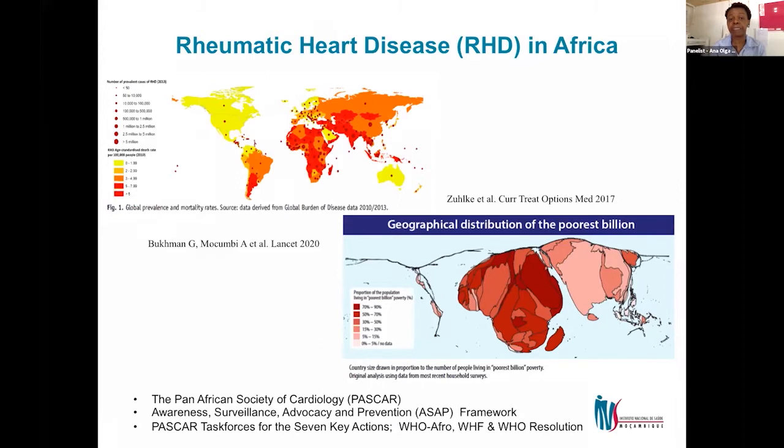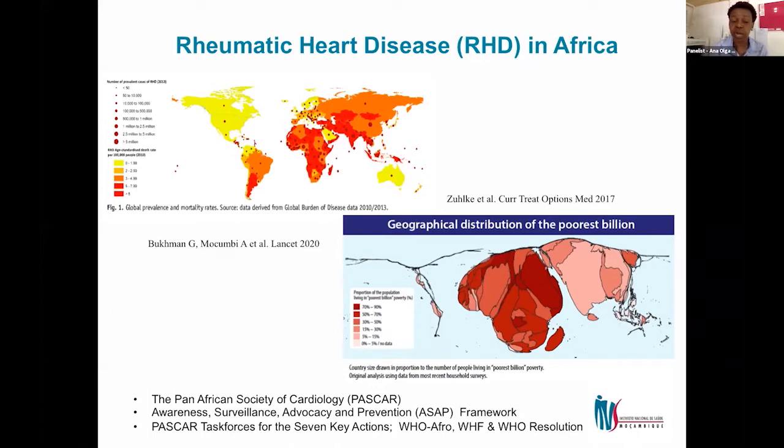Figure 1. A world map displays global prevalence and mortality rates of rheumatic heart disease. So if you look on your top left, you see that the African continent is the one that has most of the burden of rheumatic heart disease compared to its population, because probably very linked to the fact that it has a high proportion of poor people, people among the poorest billion. And this is important because poverty is one of the determinants for rheumatic heart disease. This is a poverty-related disease.